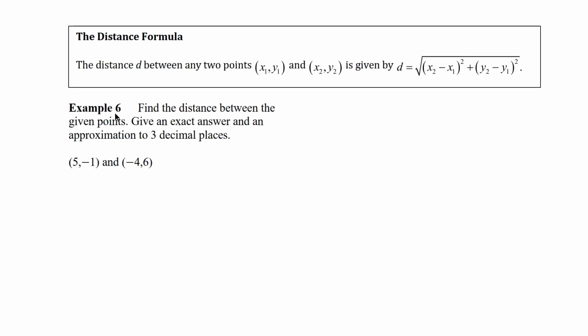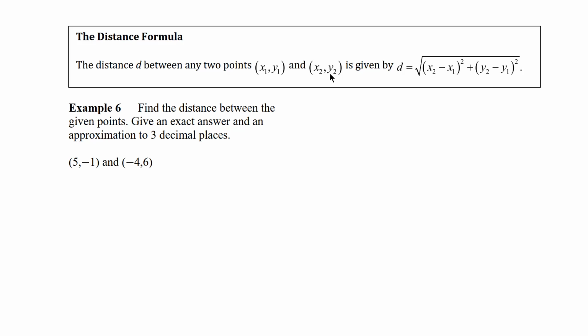In example number 6, find the distance between the given points. Give an exact answer and an approximation to 3 decimal places. We have the points (5, -1) and (-4, 6). (5, -1) will be my x1, y1, and (-4, 6) will be my x2, y2.